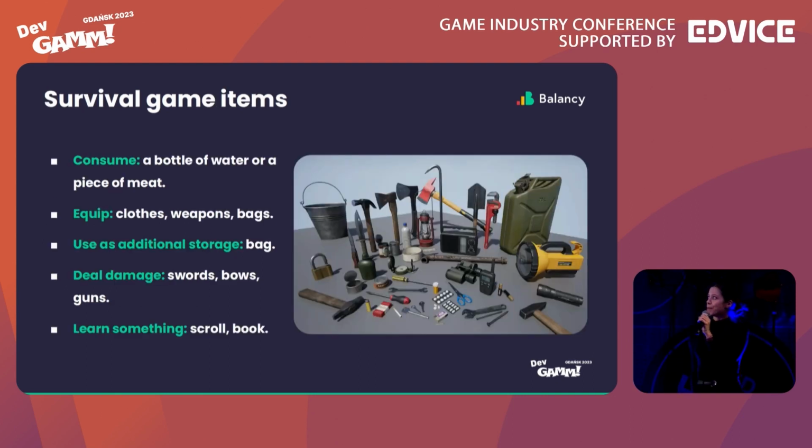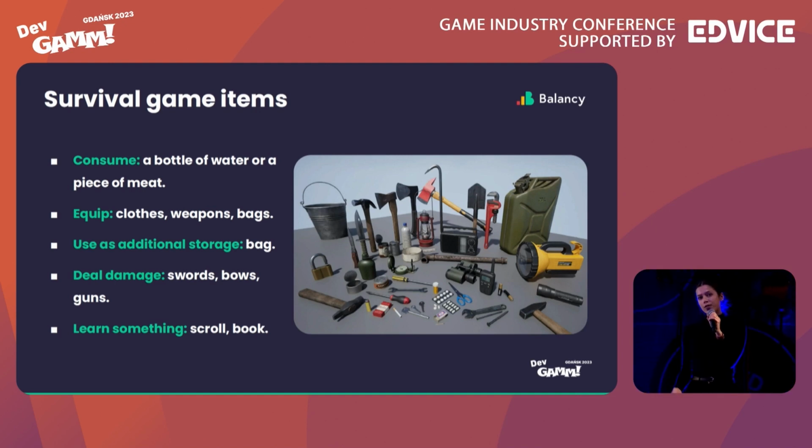Now, the next type of data that I call complex data is items from survival games, simply because any survival game is built around tons of items. There are items that can be, for example, consumed, like a bottle of water or a piece of meat to restore hit points. Some items can be used as equipment, like clothes. Some items can deal damage and used as a weapon, for example, swords or guns.